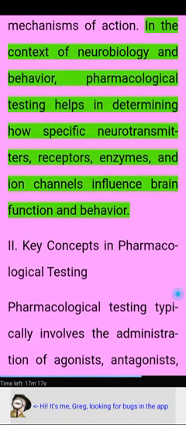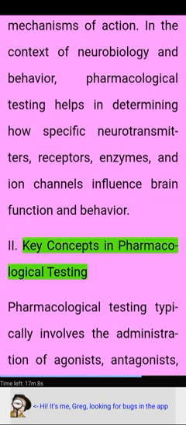In the context of neurobiology and behavior, pharmacological testing helps in determining how specific neurotransmitters, receptors, enzymes, and ion channels influence brain function and behavior. 2. Key concepts in pharmacological testing.